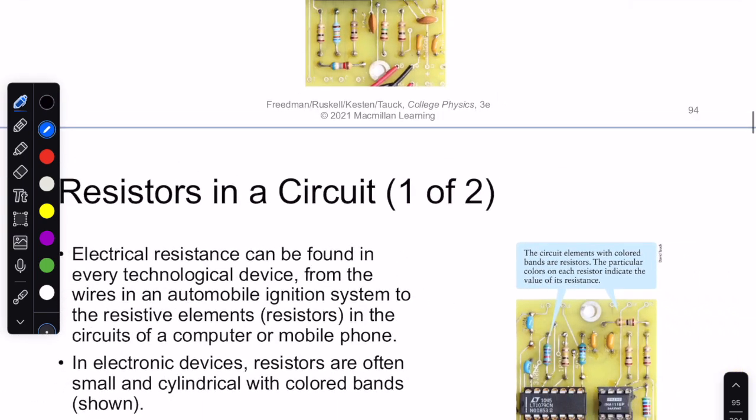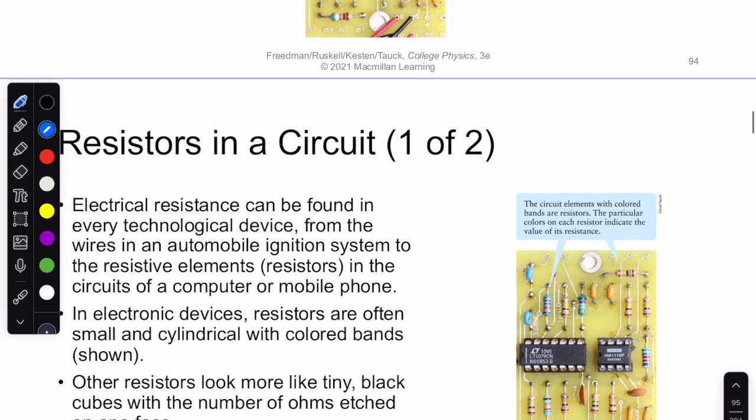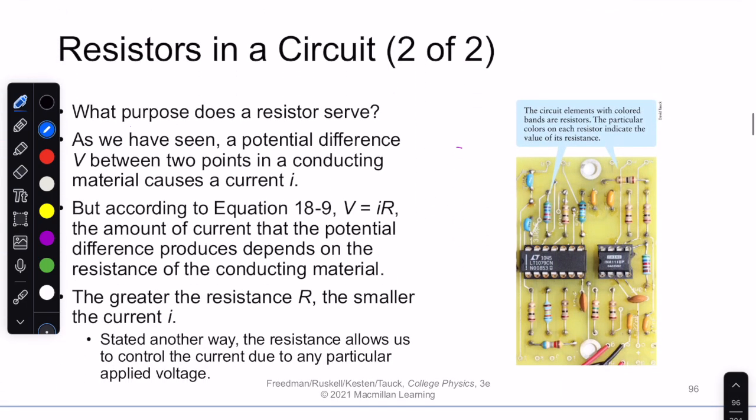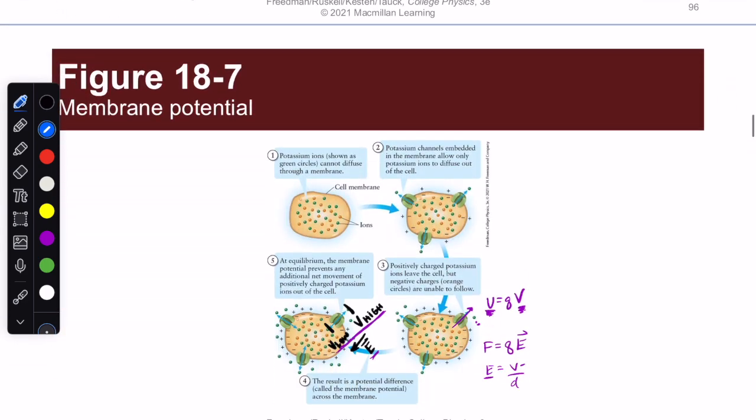Resistors are everywhere. They are in your phone, they're in all electronic devices. They're there to change the current flowing through the circuit. That's really why we add resistors: we want to apply a certain voltage, but maybe we don't want the current to be super high, so we throw a resistor on there to decrease the current. So the purpose of resistors is to change the current flowing through the circuit.